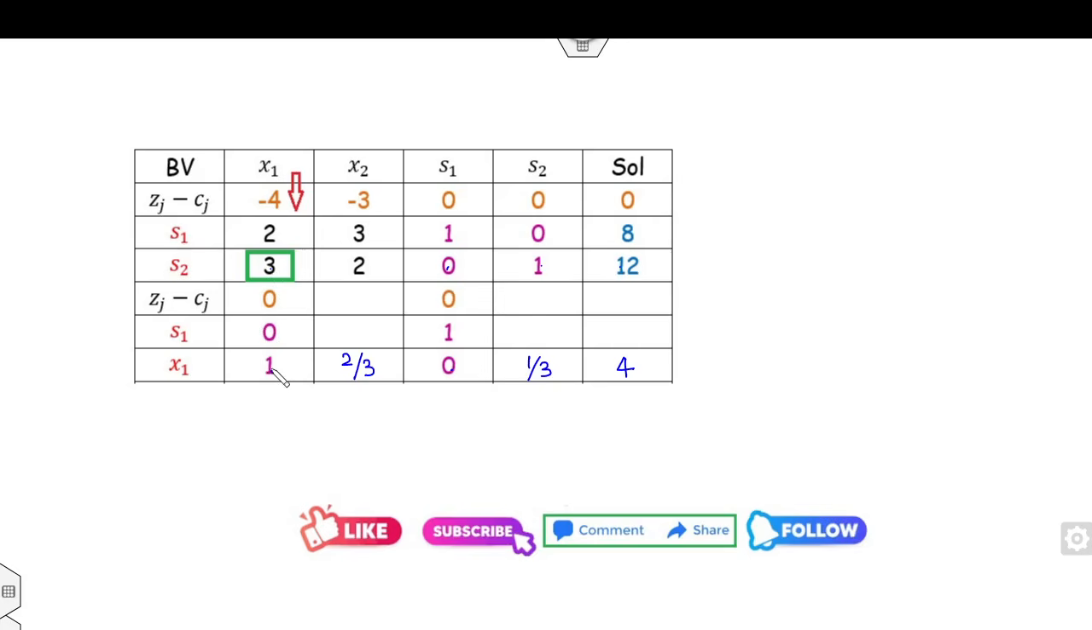You can see this is my 1. Your target is to make this number 0. So that means I can multiply the row of x1 by 2, and subtract it from the s1 row. Fine. That is 2 minus 2, 0. Similarly, 3 minus, I can multiply this by 2, so 4 upon 3. So that is 9 minus 4, 5 over 3. So this number is my 5 over 3, and so on. Fine. But that is quite a lengthy procedure.